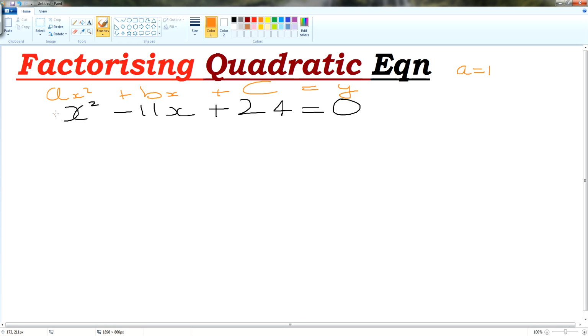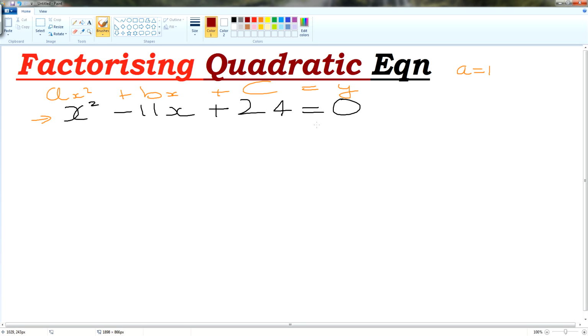A here is the coefficient of x squared. So the number in front of the x squared here, there's no number. That means automatically it is 1. So whenever it's 1, i.e. x squared by itself, this is the method that we are going to use. So what is the method? The method is as follows.